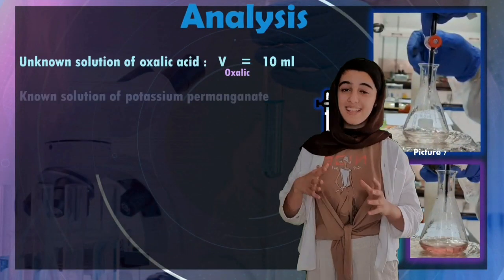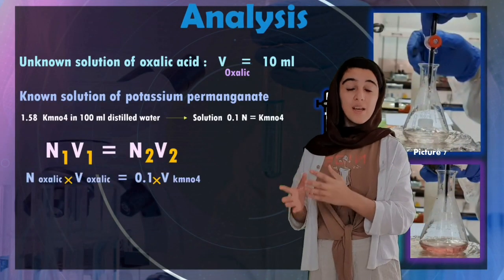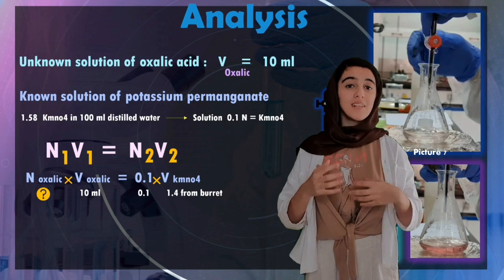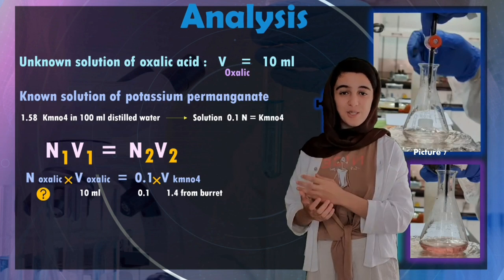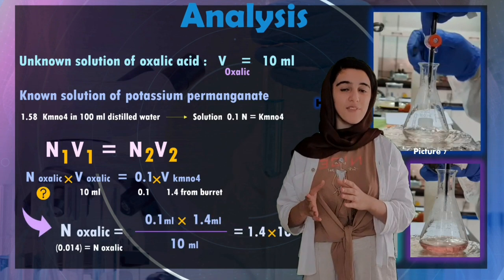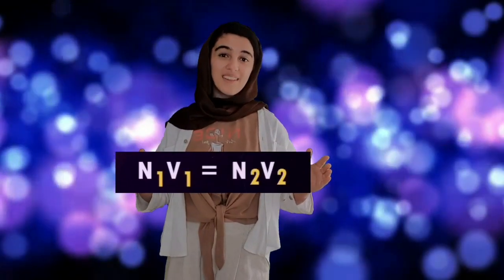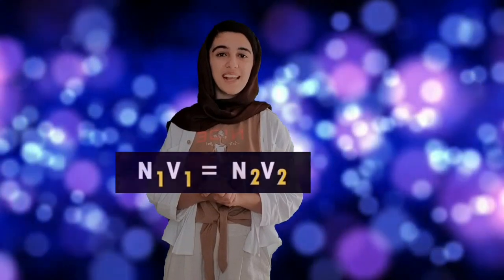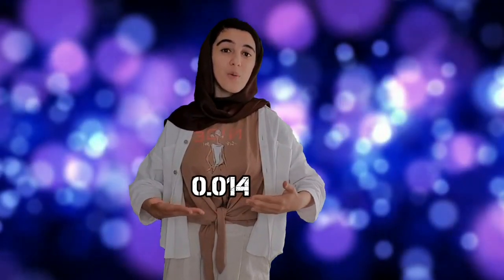We have the volume of oxalic acid, our unknown solution, and it is 10 milliliters. And for the potassium permanganate volume, by experiment we found we have 1.4 milliliters of potassium permanganate, a standard solution from the burette, and the normality of it is 0.1. And finally, by using this formula, we find that the normality of oxalic acid is 0.014.